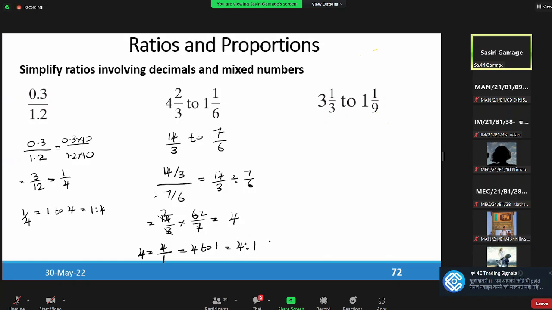Yes, sir. This is how I convert that to some simplest version.